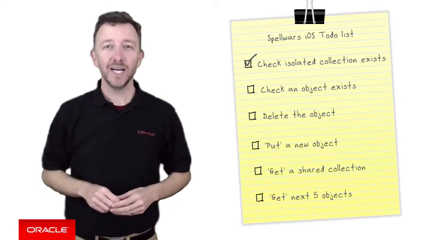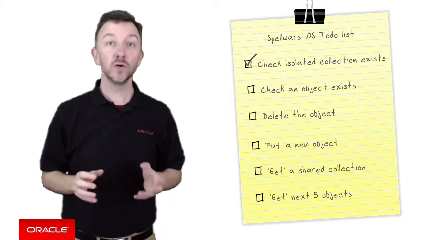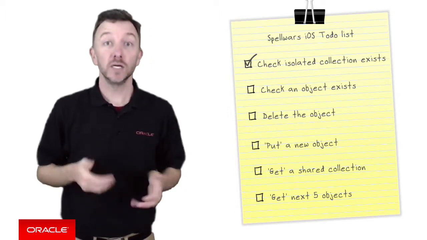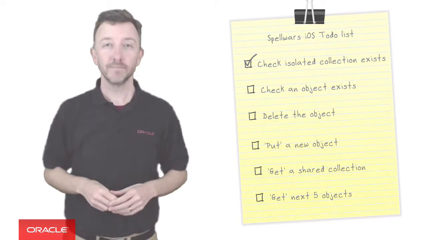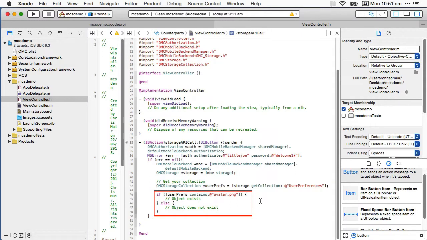At this point, our application has confirmed that the collection exists. Now, the next step is to check if Little Joe has already uploaded an avatar picture to the user preferences collection. This is achieved by calling the contains method of the MCS Storage collection class, as we can see here. Now, if contain returns true, we know that an object called avatar exists in the collection.